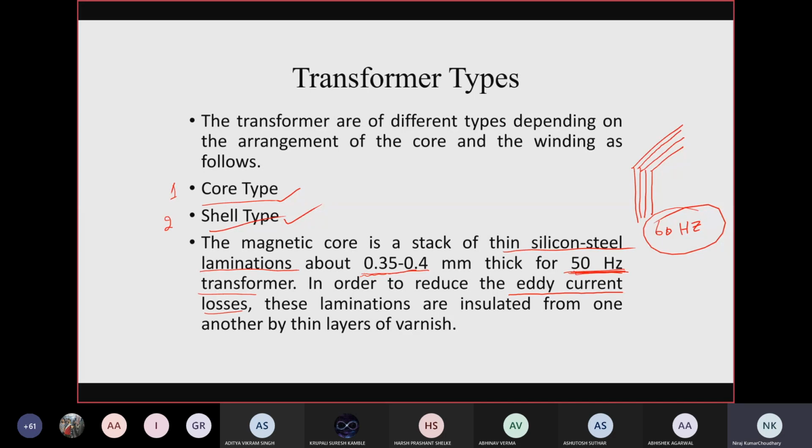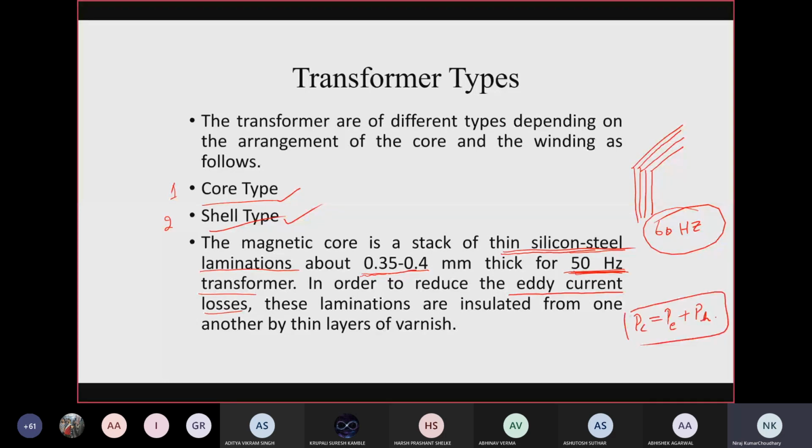And then another advantage is that with the help of some good quality silicon steel sheets, we can also reduce the effect of hysteresis loss, that is the core loss, which basically consists of two components, eddy current loss and hysteresis loss. So both can be reduced if we are using silicon steel laminated sheets.